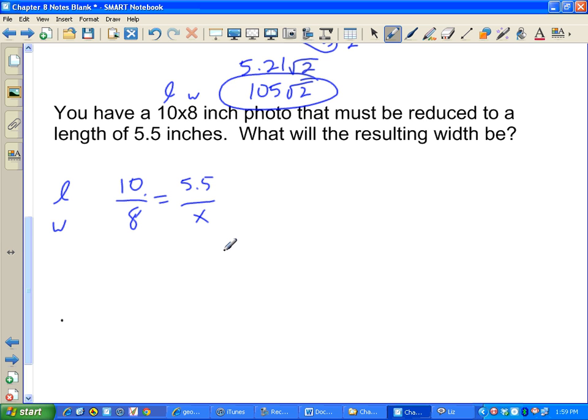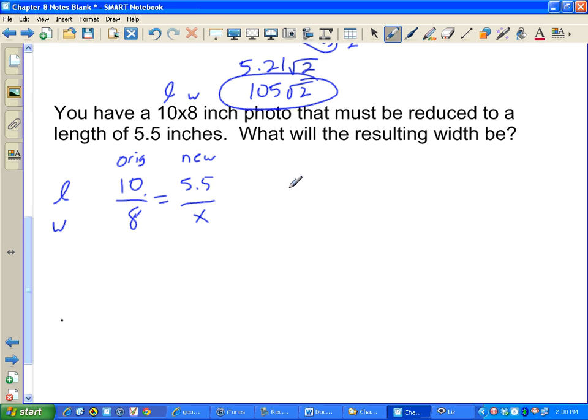Now, that's not the only way to set your proportion. There are actually more right ways to set the proportion than there are wrong ways, because you just need the things to be related. 10 and 8 are related because they are in the original together. 5.5 and x are related because they're in the new together. 10 and 5.5 are related because they're both the length. 8 and x are both related because they're the width. So as long as I keep everything related to what's either above or below it and across from it, I'll have a correct proportion.